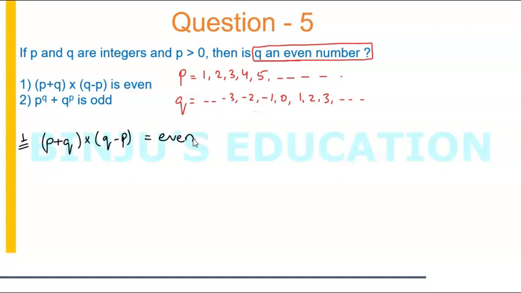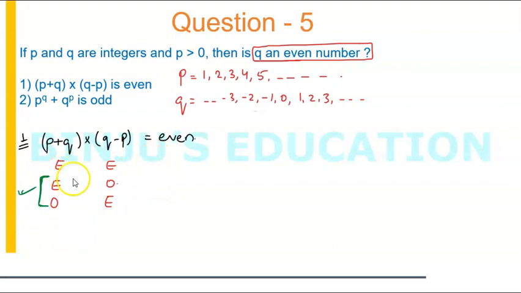Now, if P plus Q into Q minus P is even, what all possibilities do I have? One is both of them are even. P plus Q is even, Q minus P is odd. Or P plus Q is odd and Q minus P is even. These are the three possibilities that I can have. Now, let's see which of them actually satisfies. Let's first talk about these two properties, because I know that the even-even property will definitely satisfy. I'm not sure about these two. That is, when P plus Q is even, Q minus P is odd.